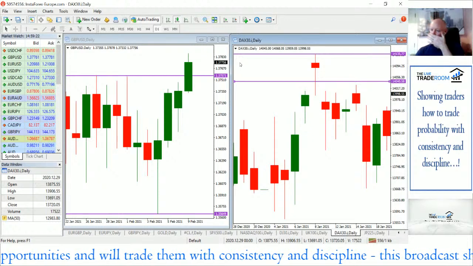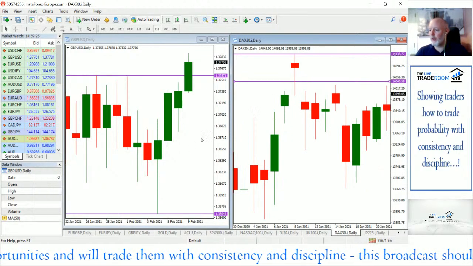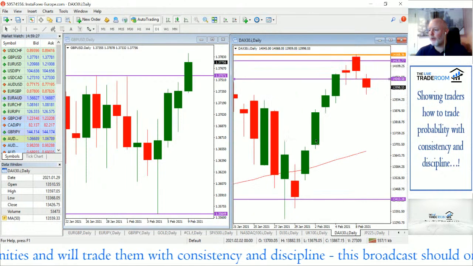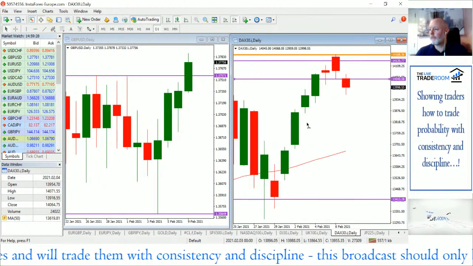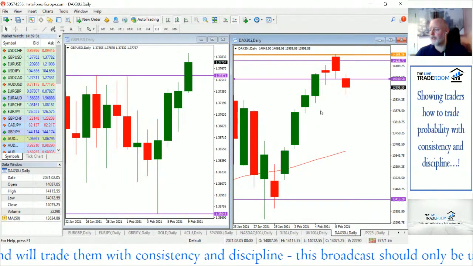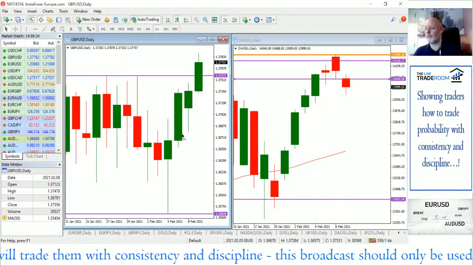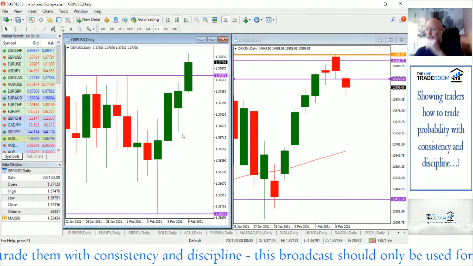now hitting the market open, the cash open in the US, so we can expect some volatility in these.